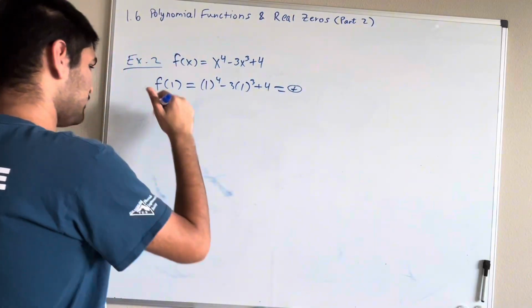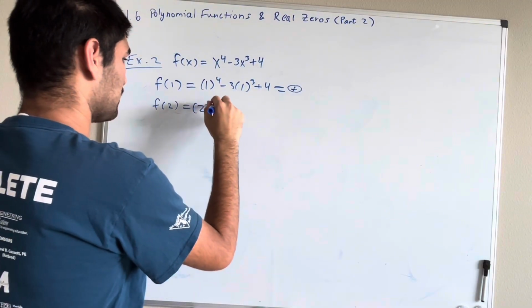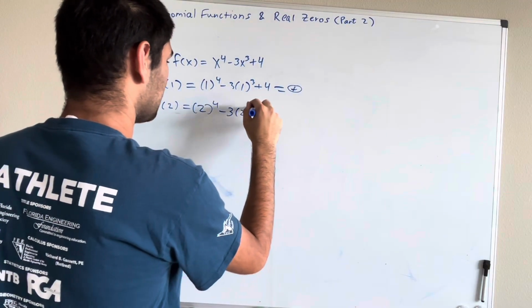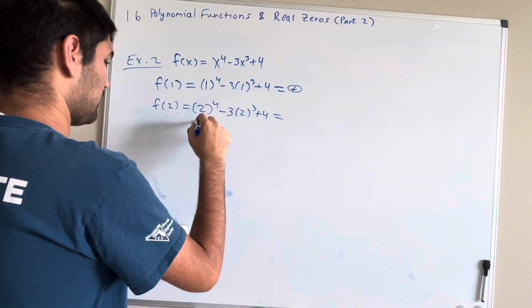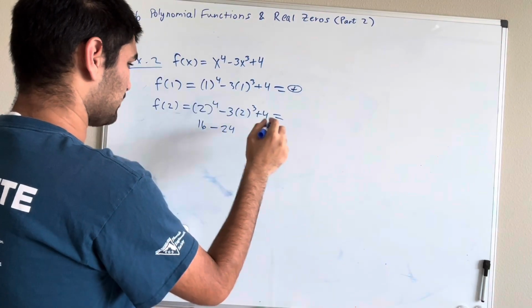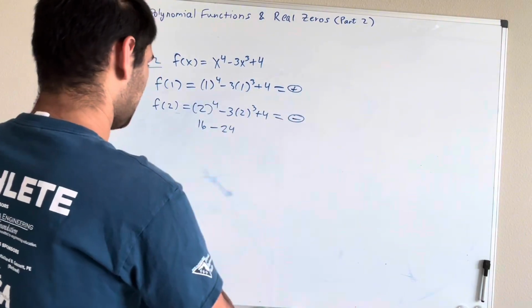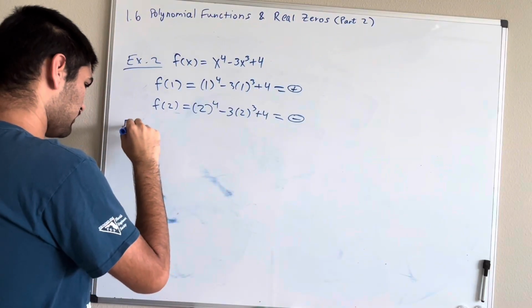Okay, and then if we test f of 2, we will get 2 to the 4th minus 3 times 2 cubed plus 4. And that gives us 16 minus 24. That's negative, and then plus 4 still negative. Okay, so this interval works. So we'll start off with this interval from 1 to 2.